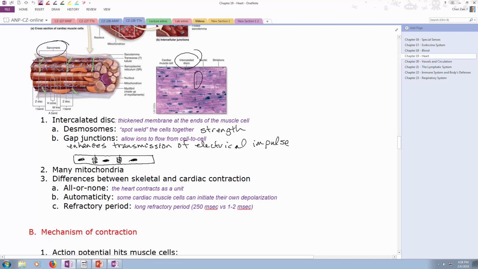So what happens here when we have ions flowing in here, it will be felt here, and then it will be actually transmitted to the next cell. So they all will actually have a wave of contraction running down the actual length of this track of cells. Another thing about heart muscle cells, they have indeed many mitochondria, more numerous than skeletal muscle cells.